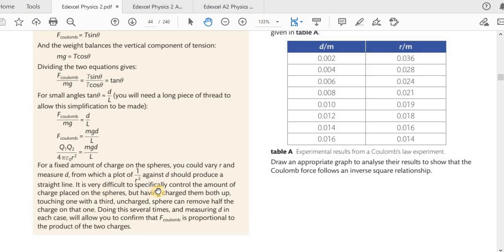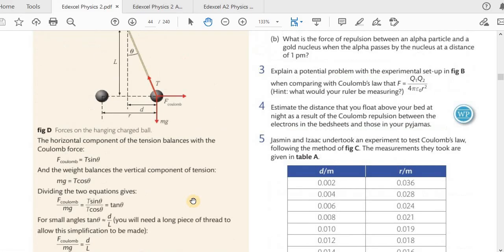It is very difficult to specifically control the amount of charge placed on the spheres, but having charged them both up, touching one with a third uncharged sphere can remove half the charge on each one. Doing this several times and measuring d in each case will allow you to confirm that the Coulomb force is proportional to the product of the two charges. So this is how you show that F is proportional to the product of the two charges.